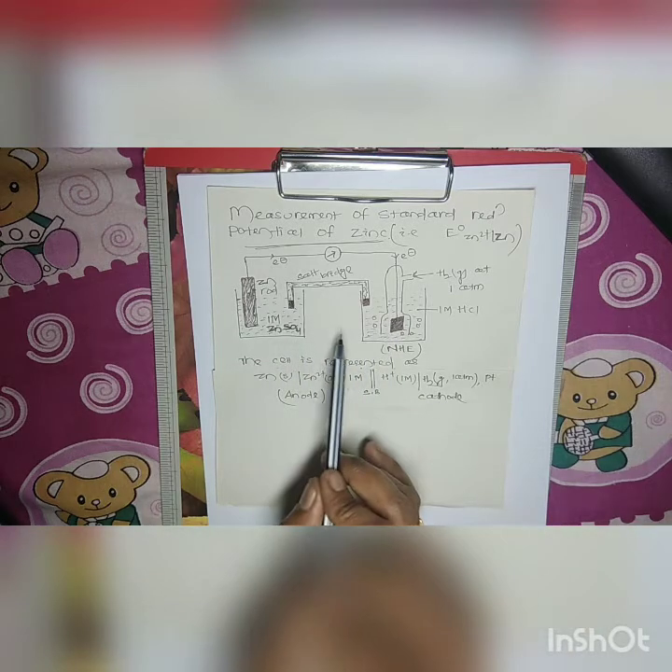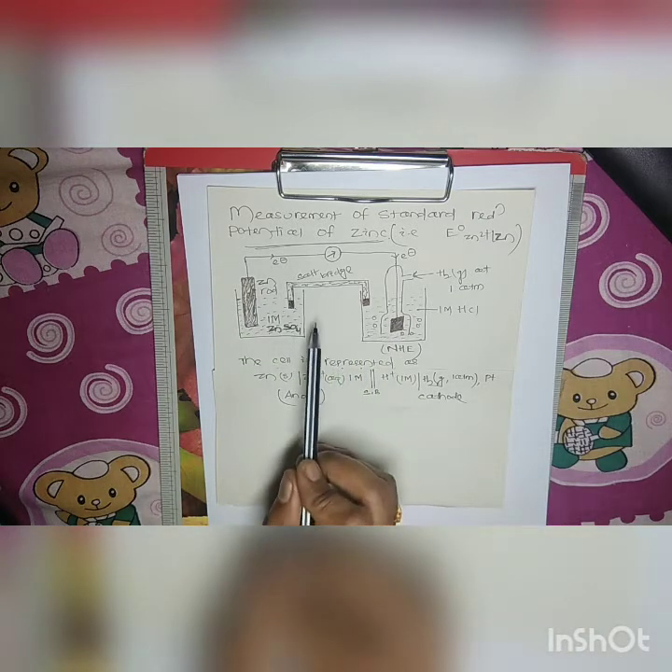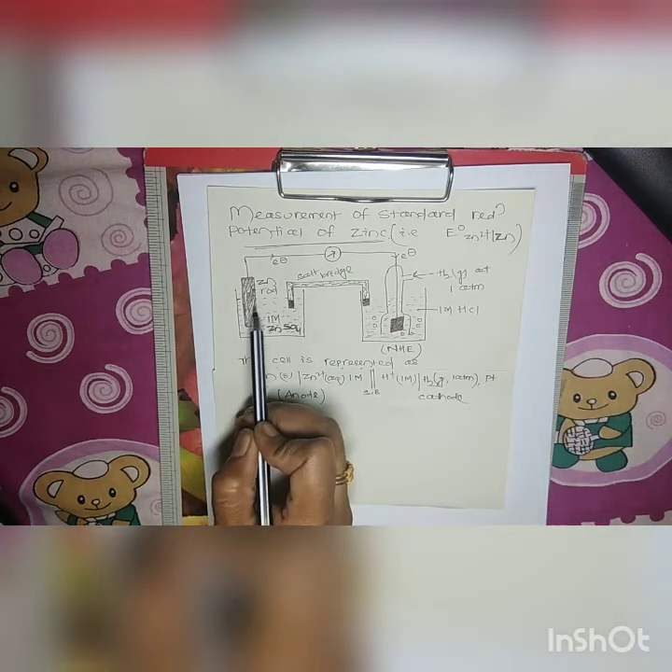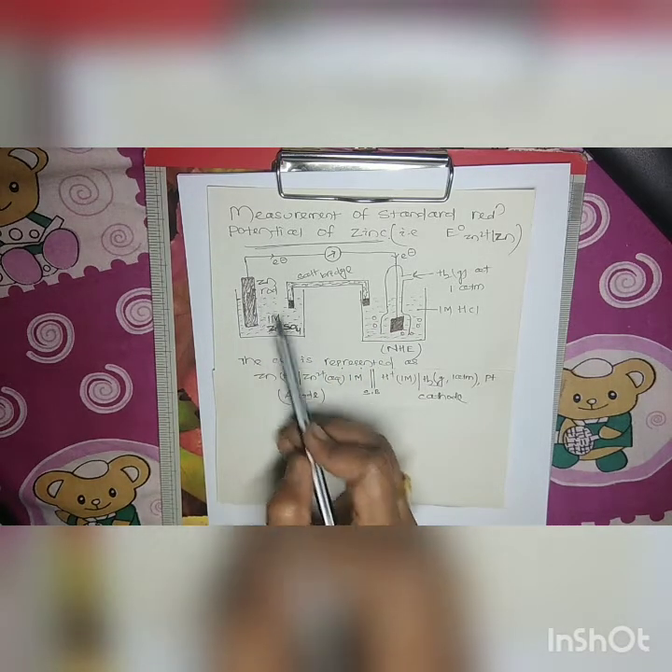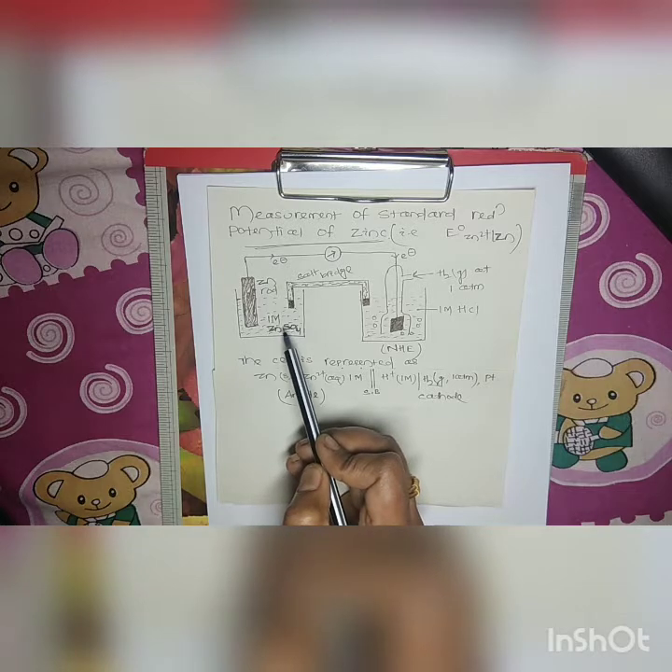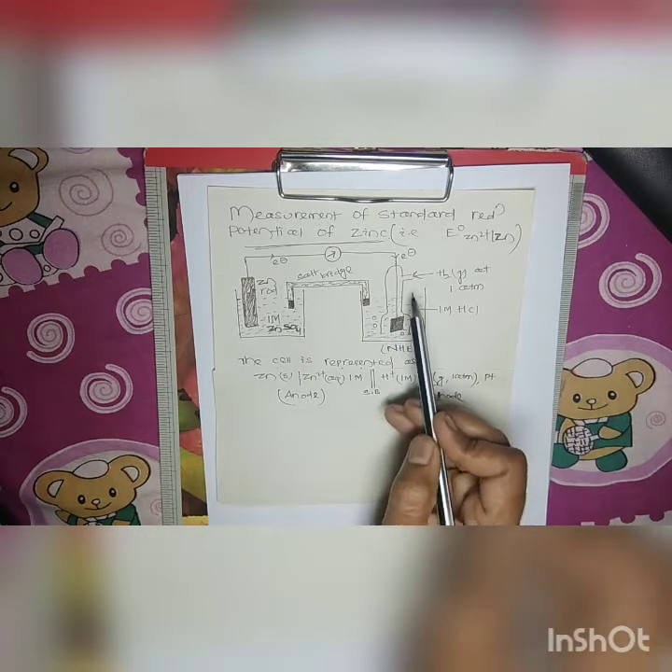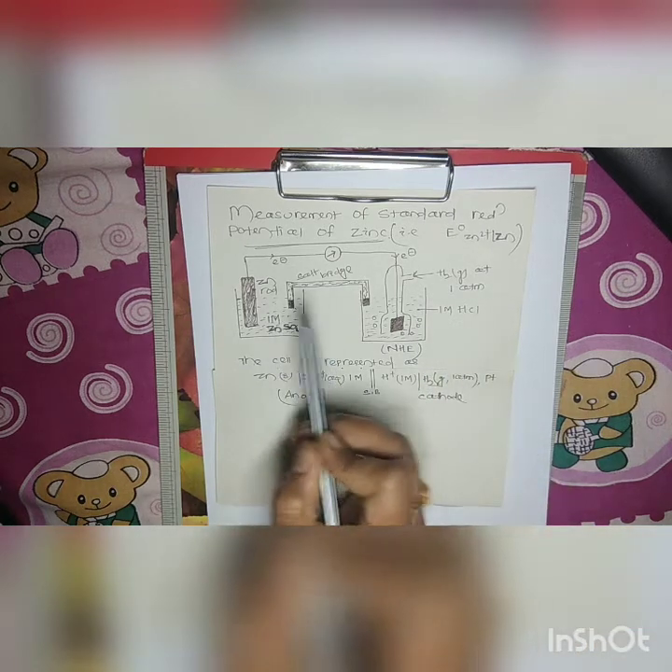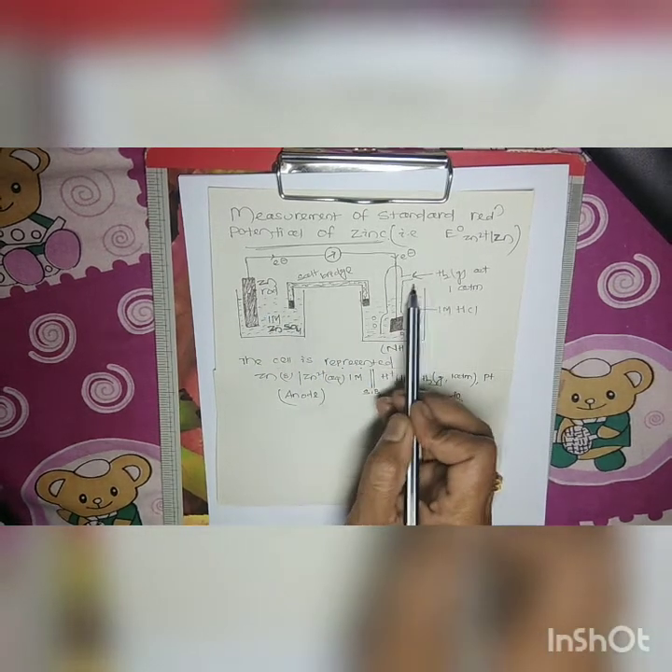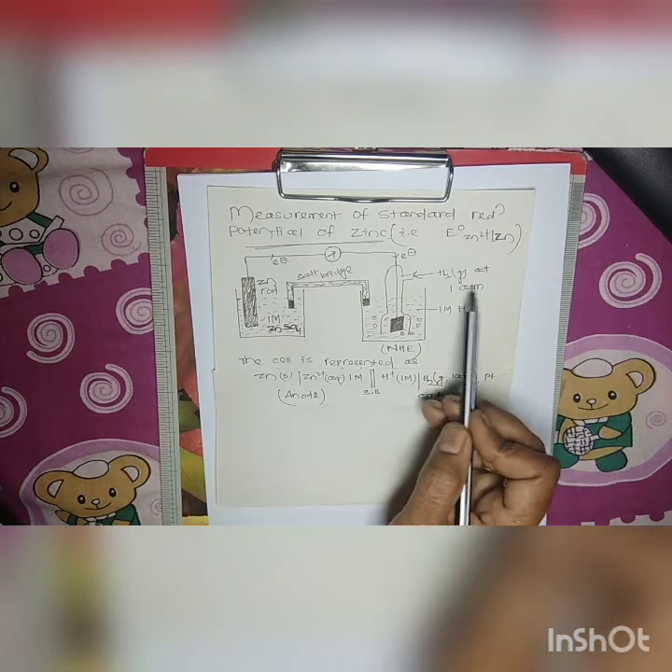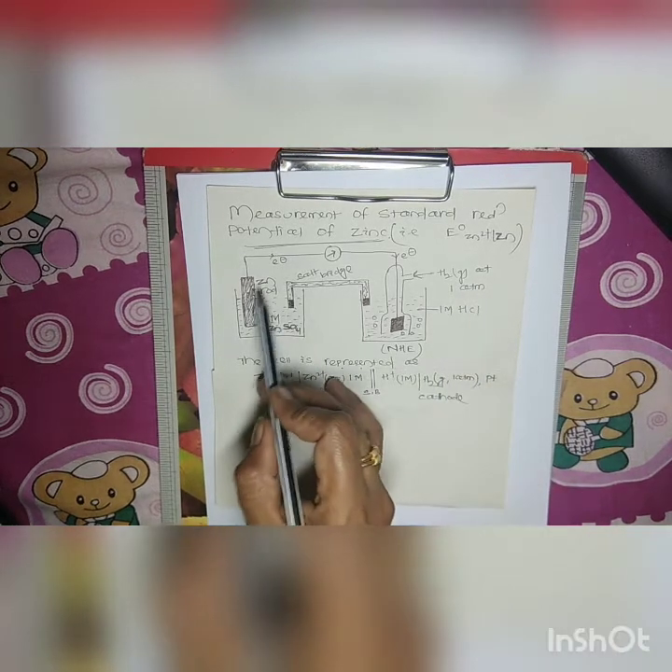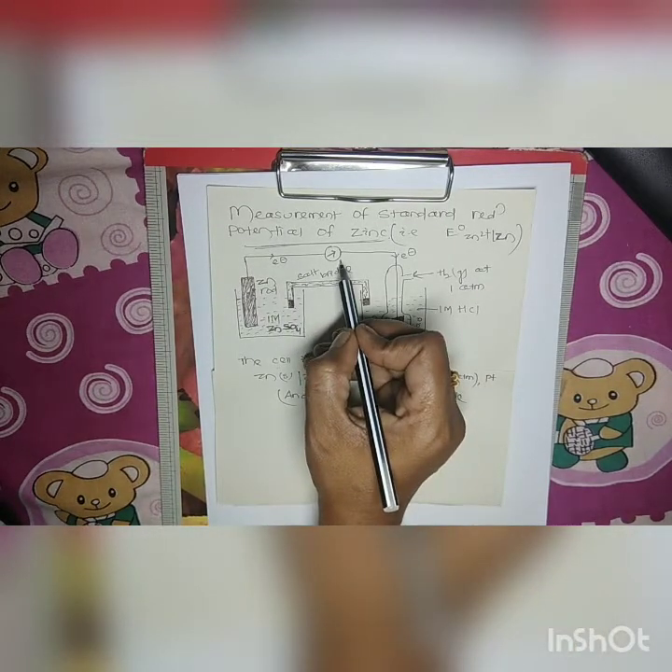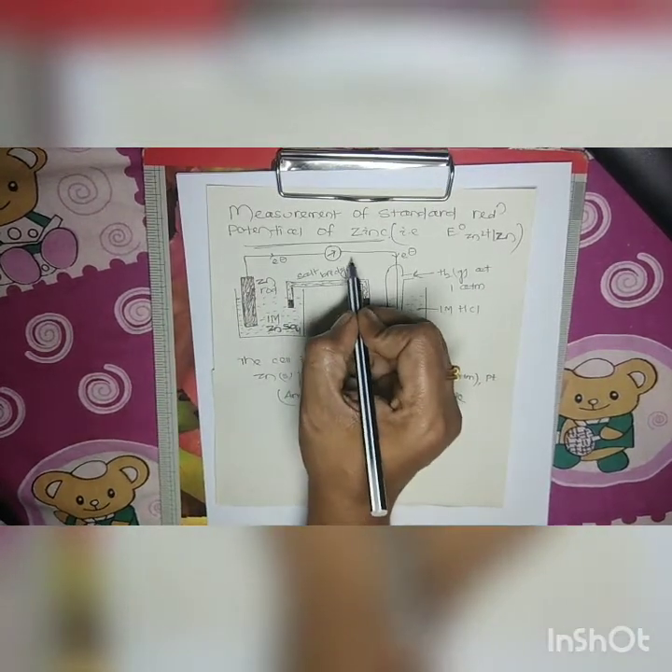Now, the entire setup for measuring the standard reduction potential of zinc is in front of you. The left half cell is composed of a zinc rod in zinc sulfate solution, that is 1 molar. The right half cell is composed of a hydrogen electrode with 1 M HCl. This hydrogen gas is bubbled at 1 atmosphere pressure and 298 Kelvin. So, when this entire cell circuit is completed, the galvanometer shows a deflection of 0.76 volt.